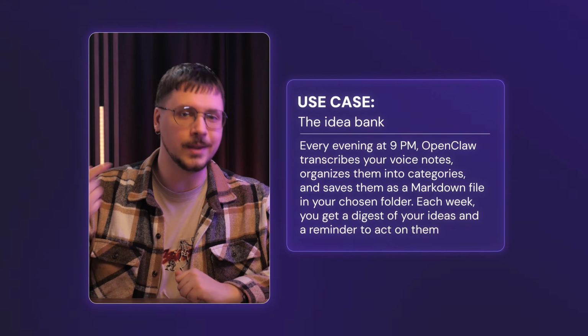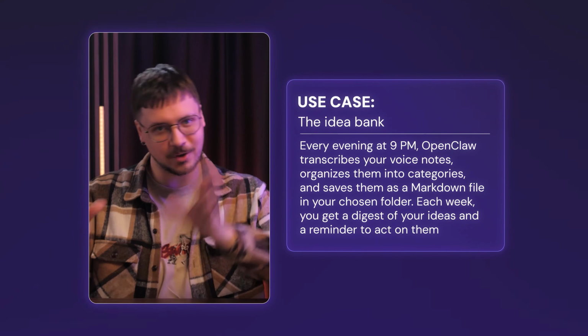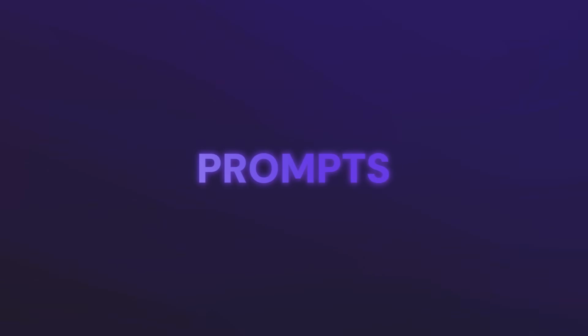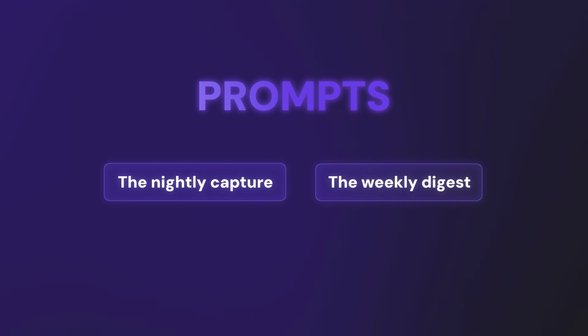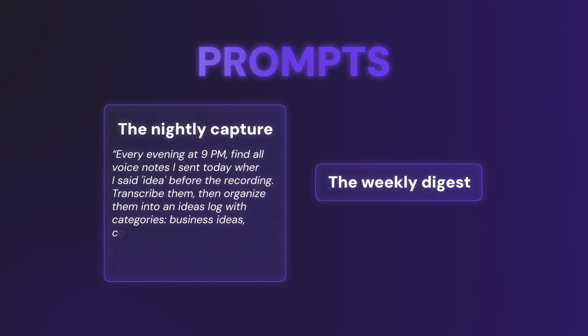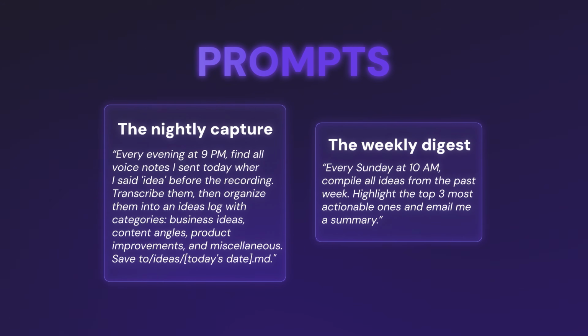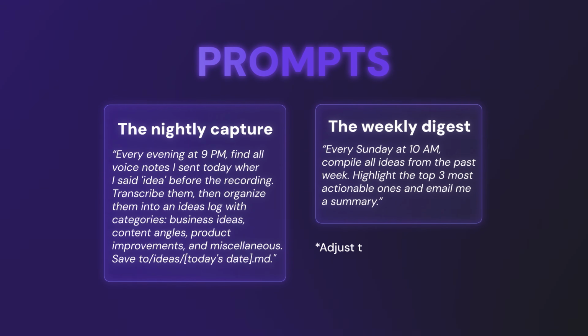Once a week, you get a weekly digest highlighting all of your ideas and a reminder to actually act on them. To set this up, you'll prompt this in 2 parts: the nightly capture and the weekly digest. For the nightly capture, prompt your agent like this right here. As for your weekly digest, use this. Remember to change the actual dates and times to what works best for you.